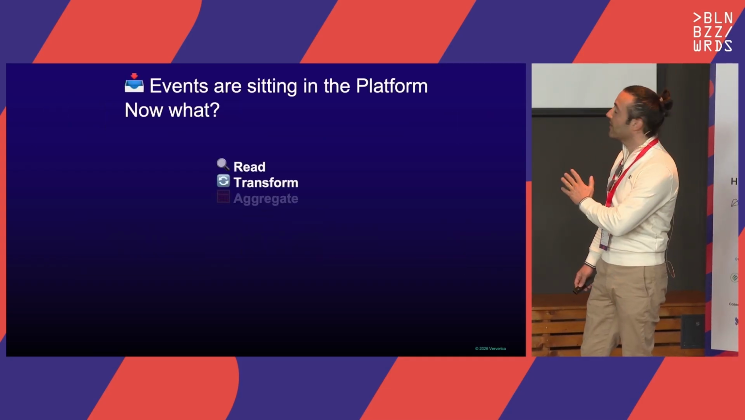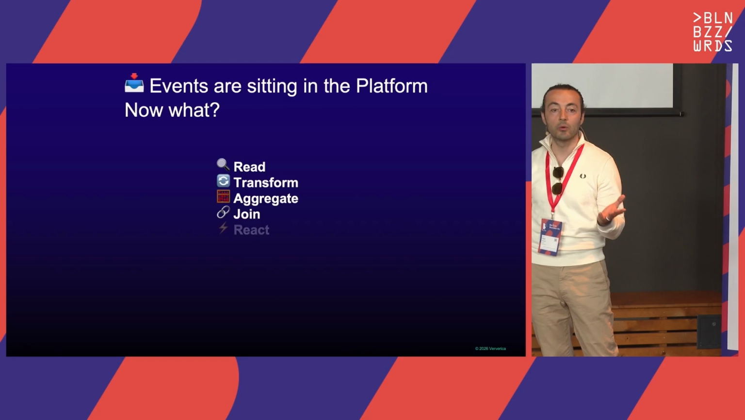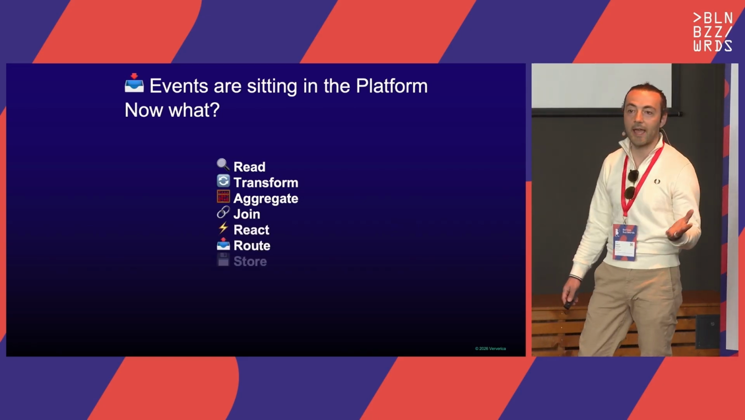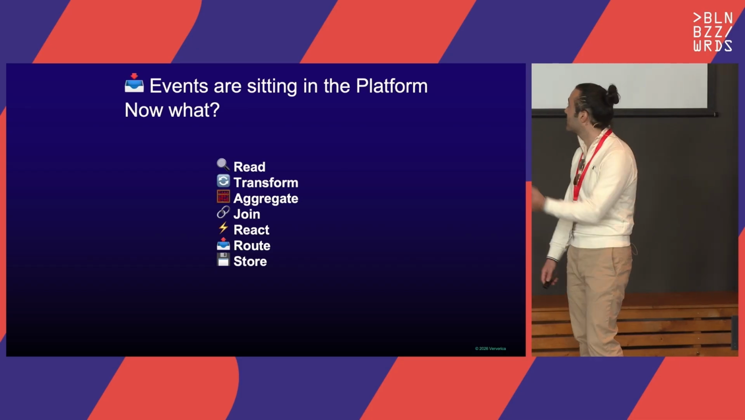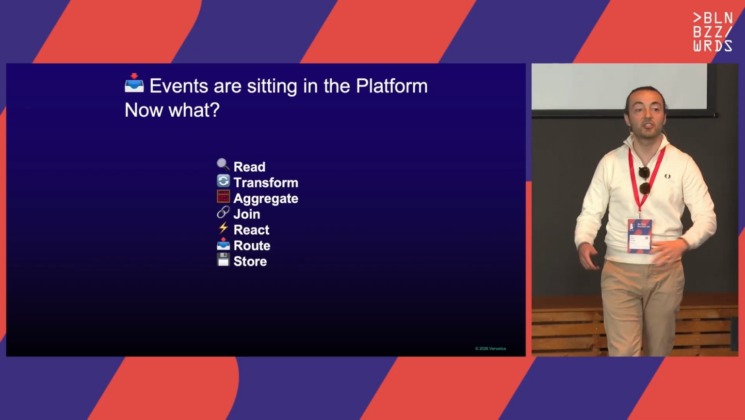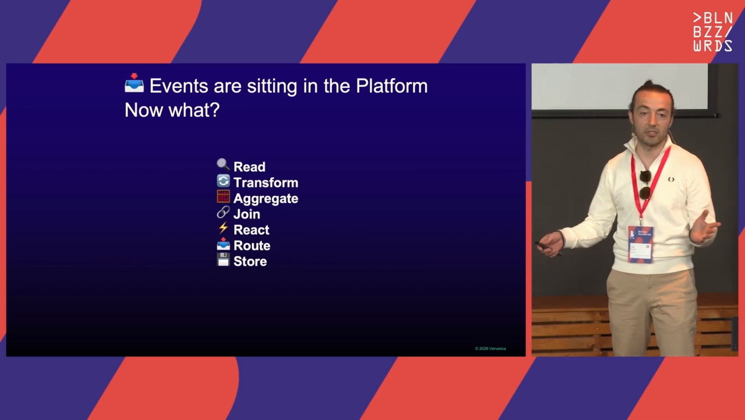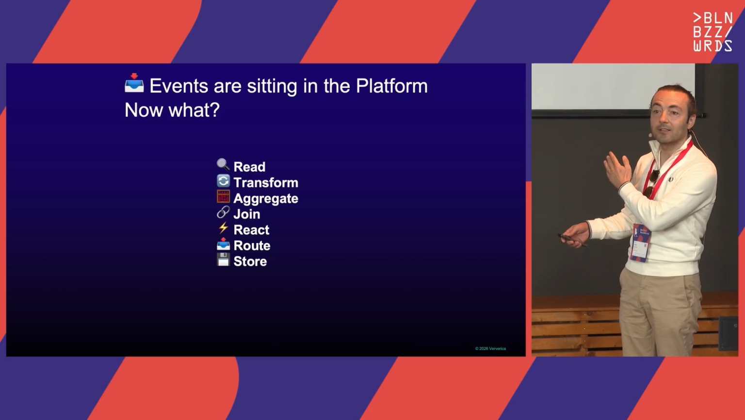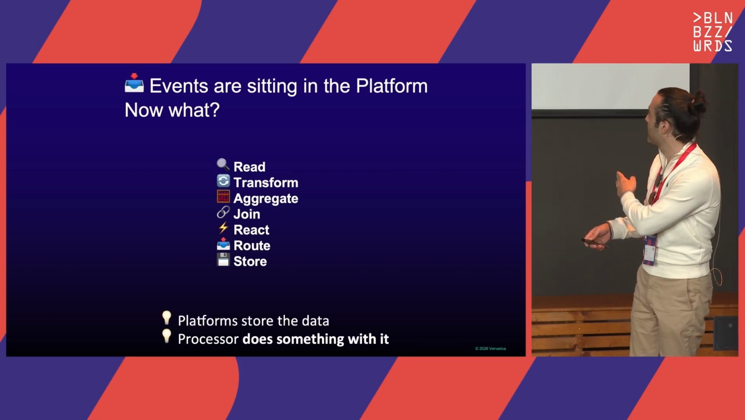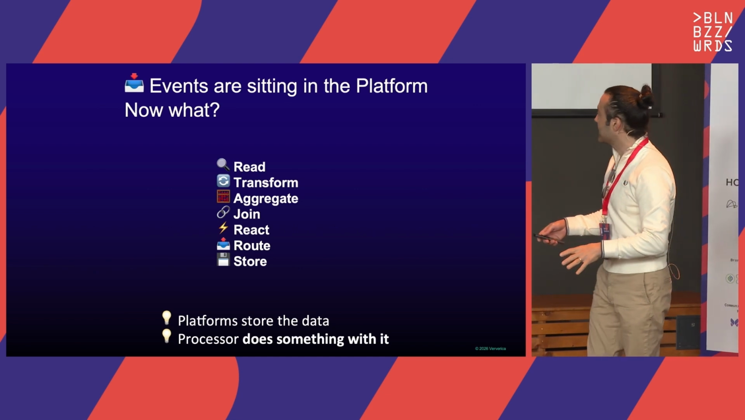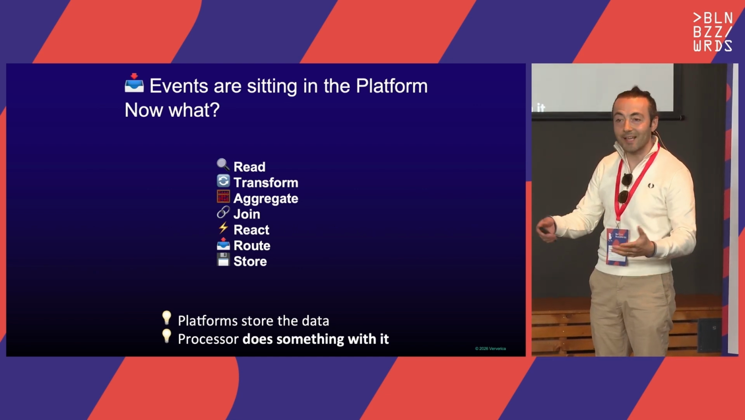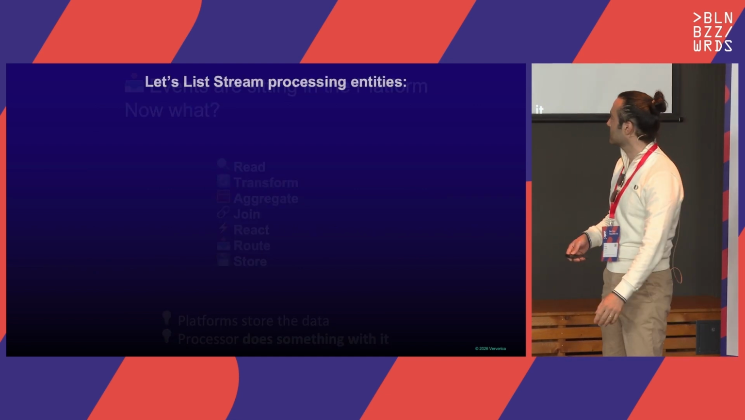Okay, right now events are sitting in our event streaming platform. What will be the next action? We would like to read those events, right? Transform, aggregate, join, react on those events, route them, store them in a different architecture. So what is the entity that we need right now? Of course, platforms are storing the data, and now we need a processor that does something with that event.